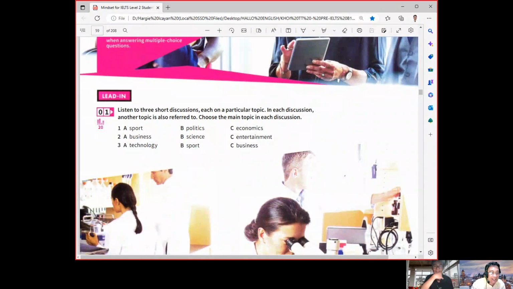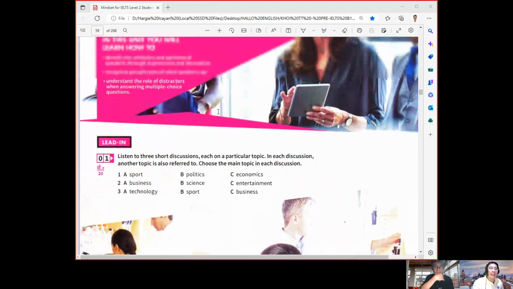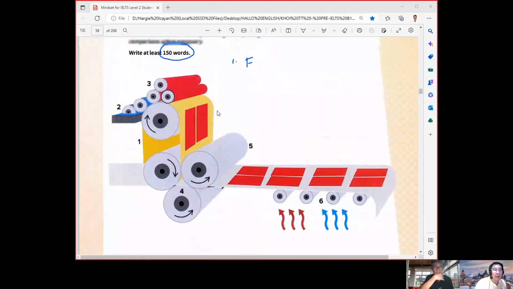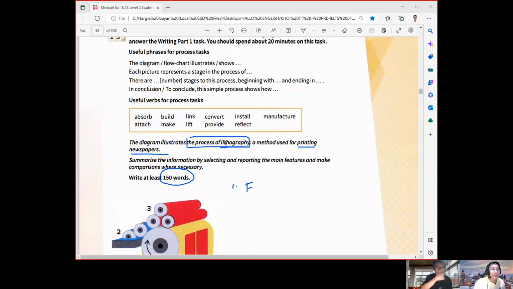I'm going to present the presentation now to you. I hope you can see this one, Koi. Can you see it? Okay, going back in here, there would be topics in here, Koi. You were able to present already this one, the process of lithography.